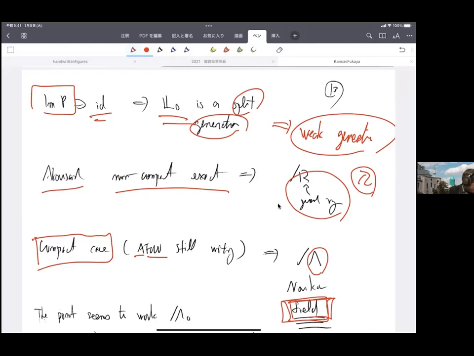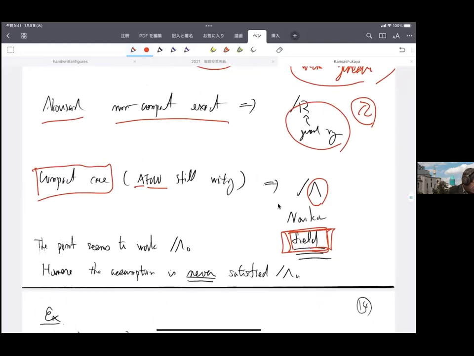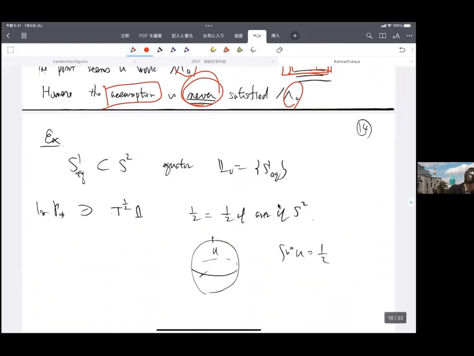And actually, when I looked at the proof, not yet written a bit, I think the proof works over the Novikov ring. However, it seems likely that the assumption is never satisfied over the Novikov ring, so to prove it over Lambda 0 is mostly empty. So let me say one example.